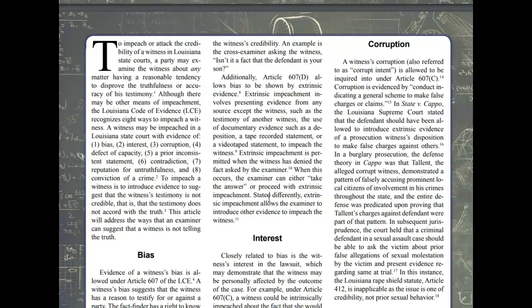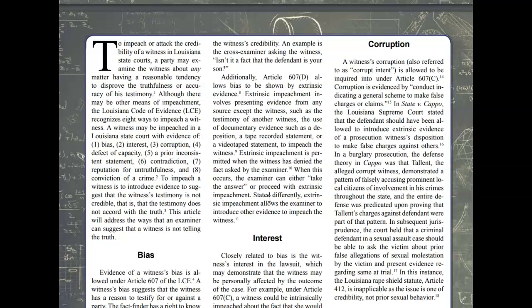When there's a prior inconsistent statement used to impeach, the witness must have made a prior statement prior to the trial. Another way that a witness may be impeached is contradiction. Contradiction means basically you bring in other witnesses or other evidence that is at odds with what the witness has testified to.